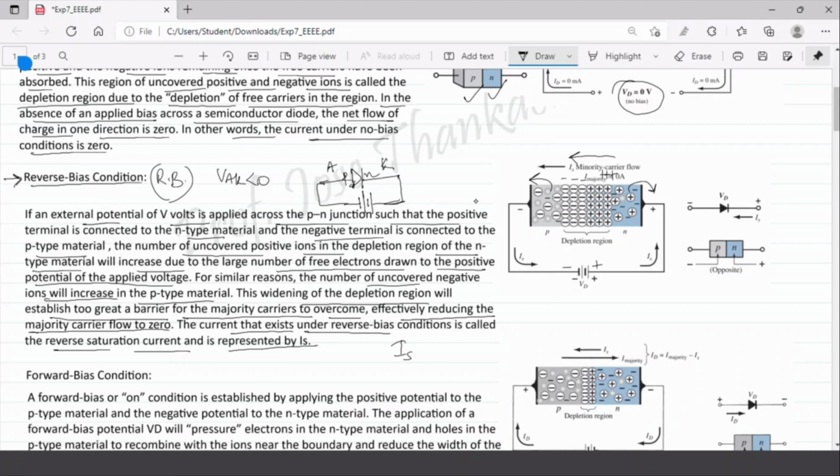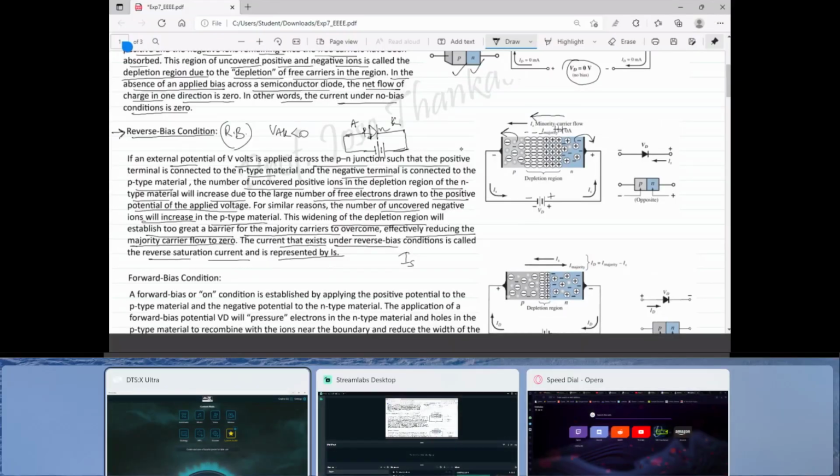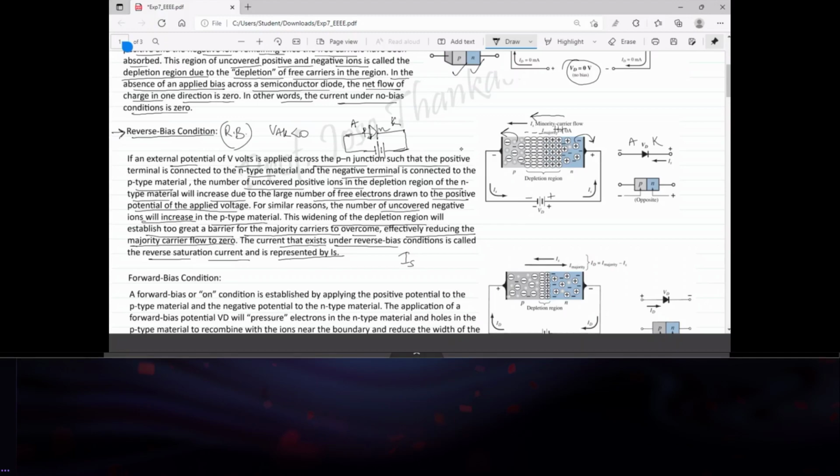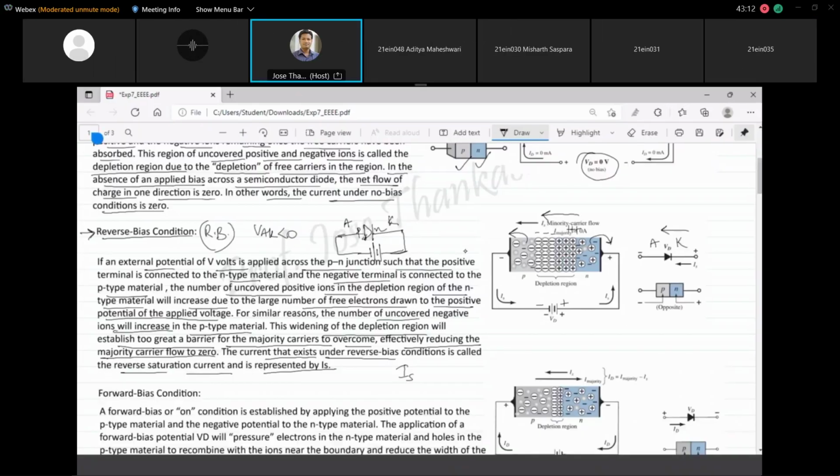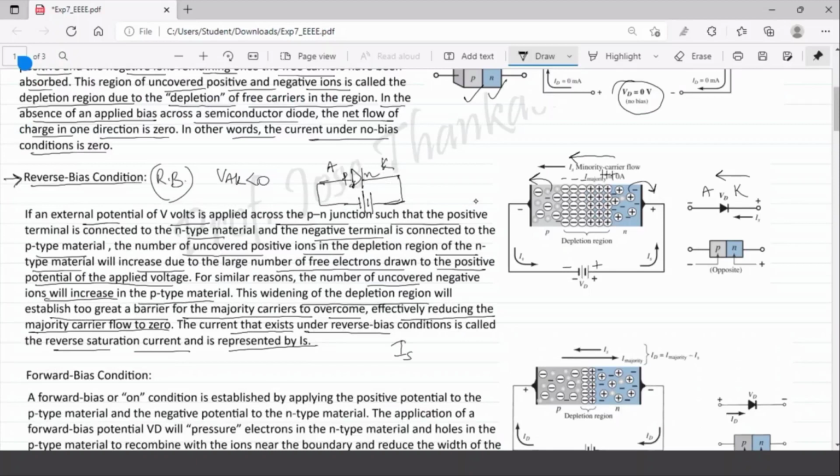So it is the current which is flowing in the reverse bias condition. That means if this is anode and this is cathode in your symbol, then the reverse saturation current is actually flowing from cathode to anode. We say that the IS direction is from cathode to anode. And you can see this is how the reverse bias condition is.